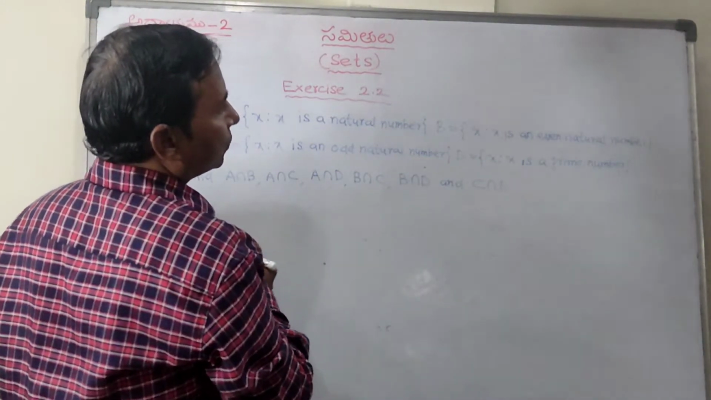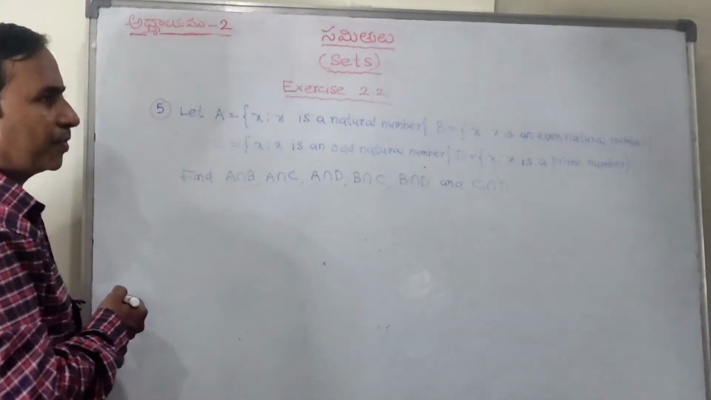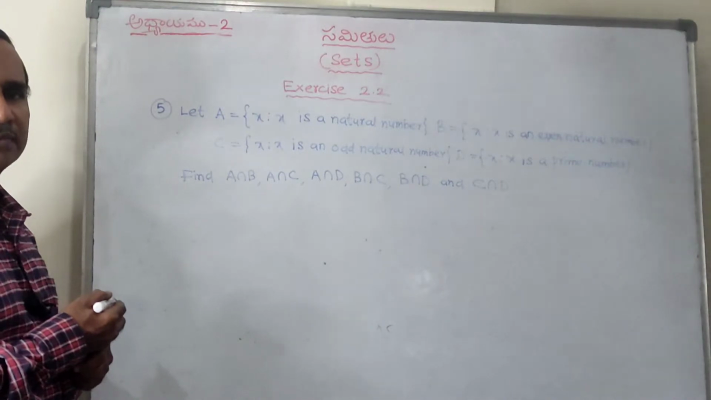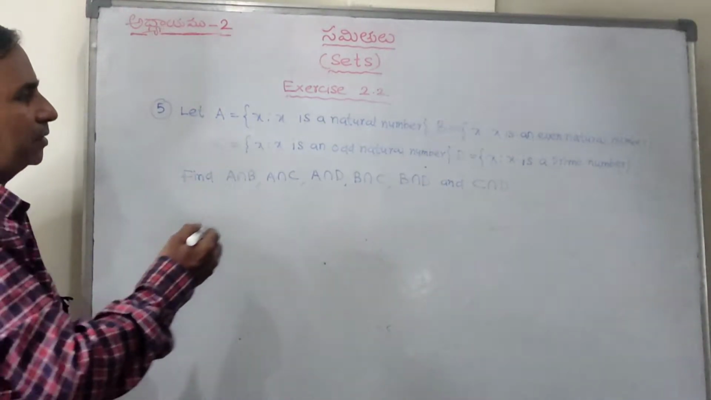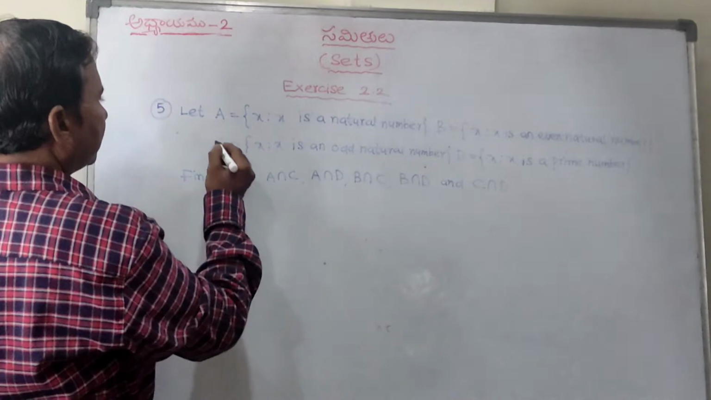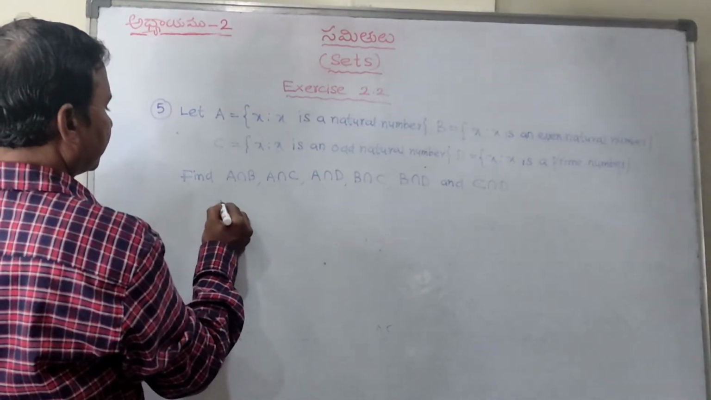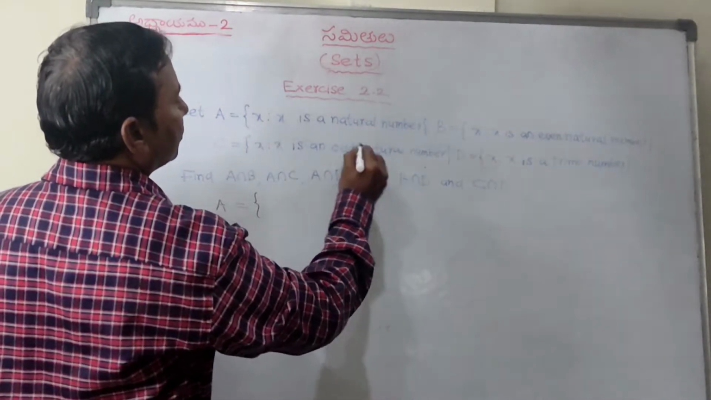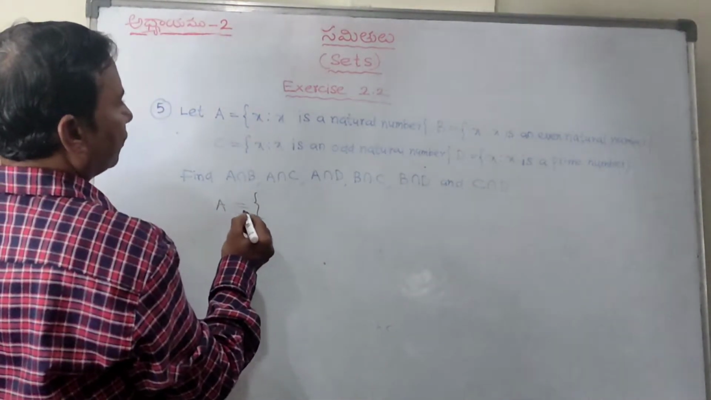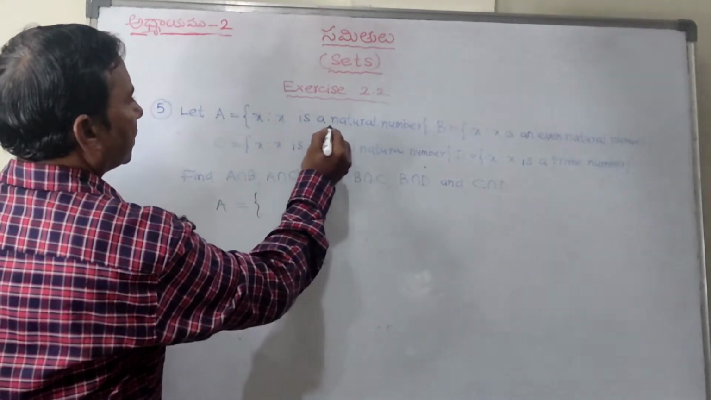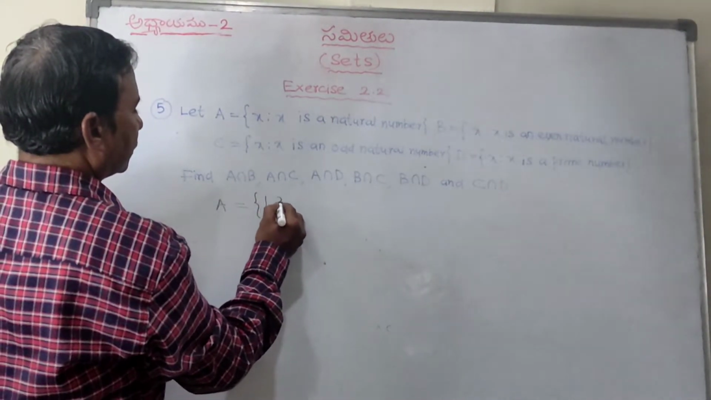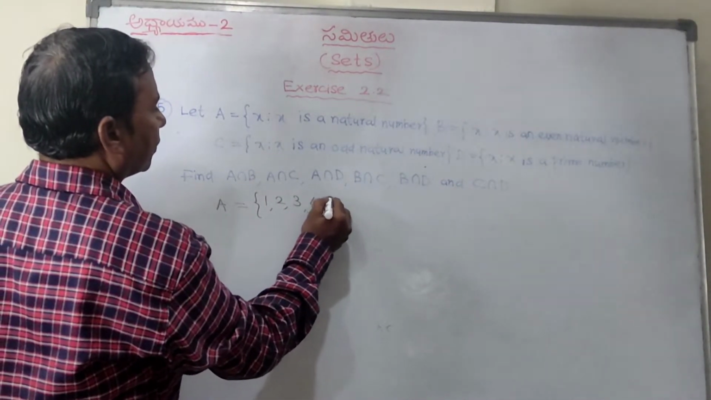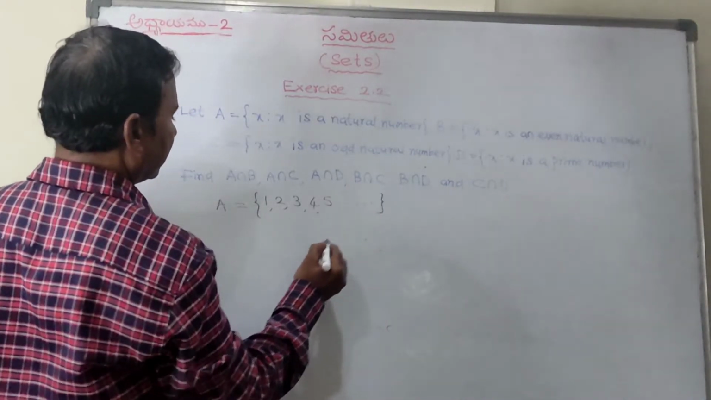And D is equals to x such that x is a prime number. Prime number starts from 2. So 2, 3, 5, 7, 11, 13, like that, so on. So like that we have to take each set here, considering the set builder forms; we have to write them in roster form before doing the problem. So here natural numbers means 1, 2, 3, 4, 5, so on. Let us write like that.